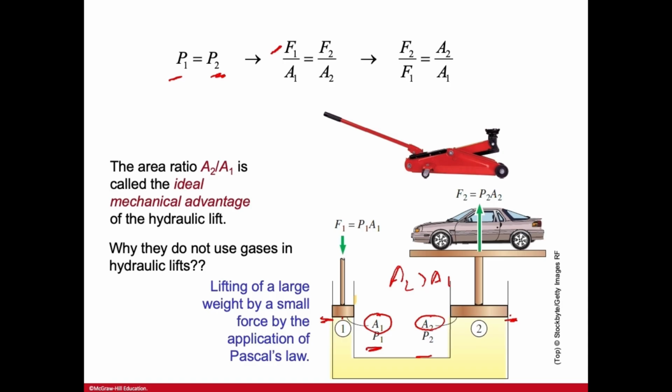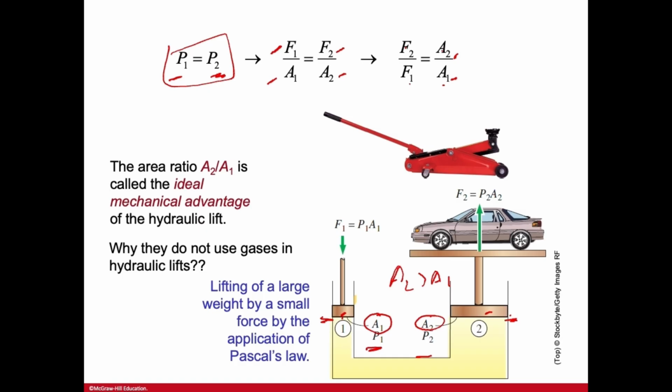In the case of P1, it is F1 divided by A1. In the case of P2, it is F2 divided by A2, right? Now these two have to be equal. That's what comes from Pascal's law. Hence you can rewrite that F2 divided by F1 is equal to A2 divided by A1. So the ratio of the forces acting on piston 2 and piston 1 is related to the ratio of the cross-sectional areas of the pistons itself.